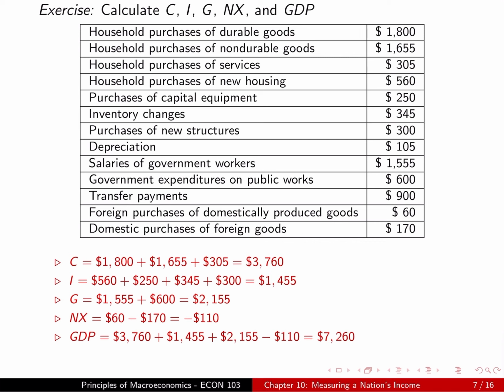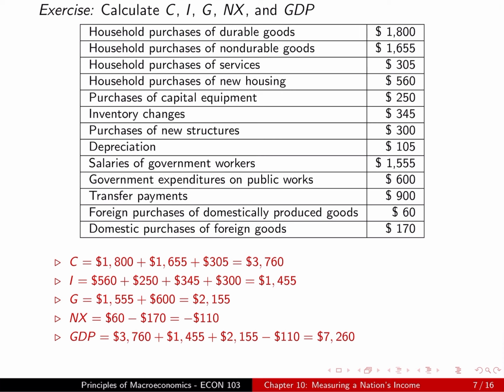Step 1. Consumption spending, C. Add all household purchases, excluding new housing. C equals $1,800 plus $1,655 plus $305 equals $3,760. Step 2. Investment spending, I. Include new housing, capital equipment, inventory changes, and new structures. Do not include depreciation. I equals $560 plus $250 plus $345 plus $300 equals $1,455.